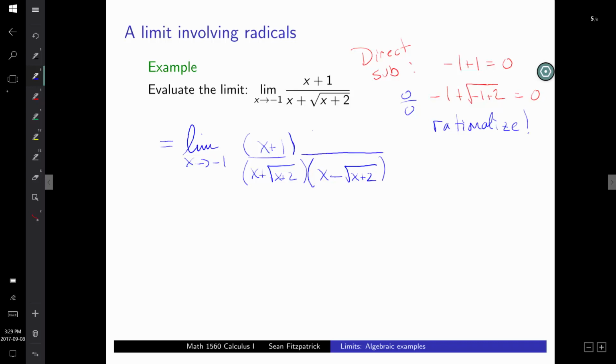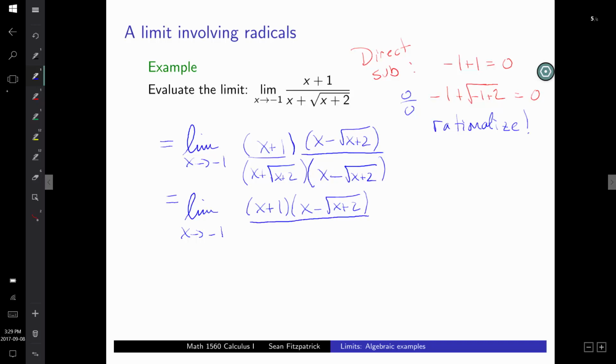And anything that I do to the top, I must also do to the bottom. Anything I do to the bottom, I must also do to the top. The reason that we do this is it sets up this sort of difference of squares thing. The cross terms, when I multiply out my binomials, when I do FOIL on the bottom, those cross terms actually completely cancel out. I'm going to leave the top factored for now, because remember, we are expecting something to cancel out eventually.